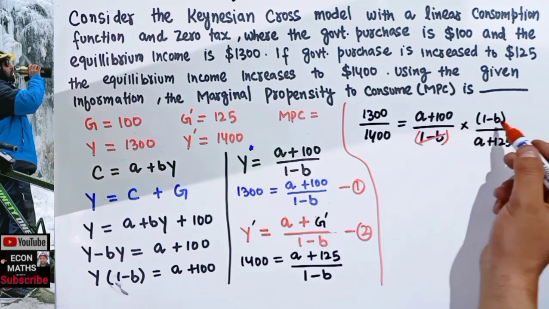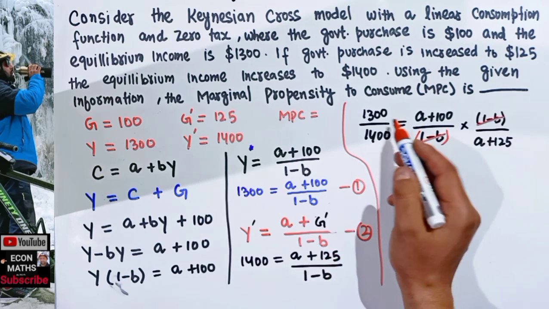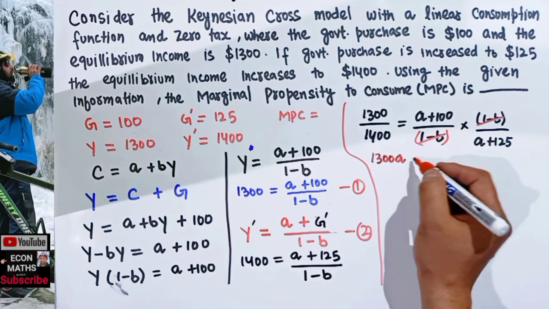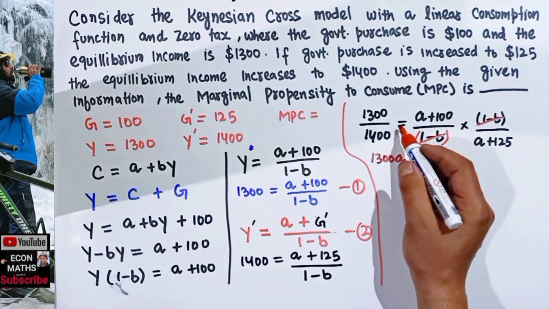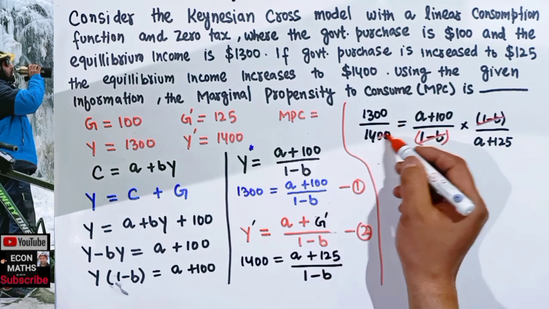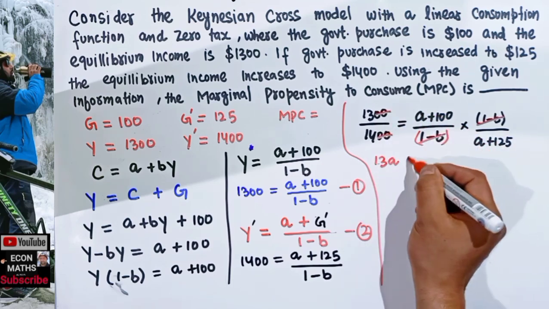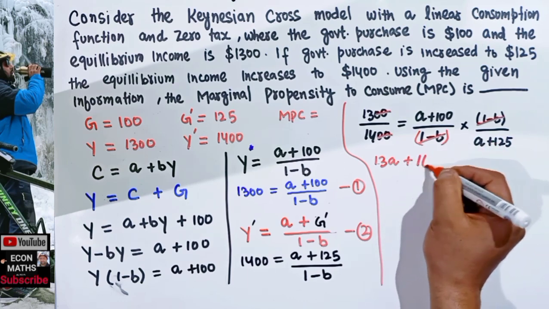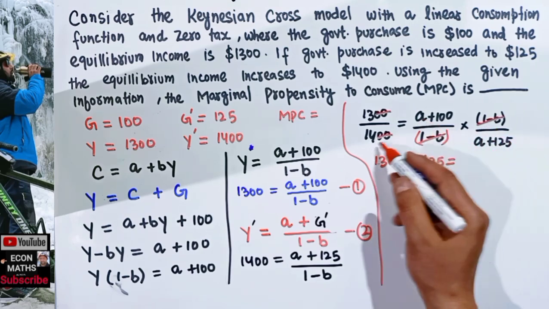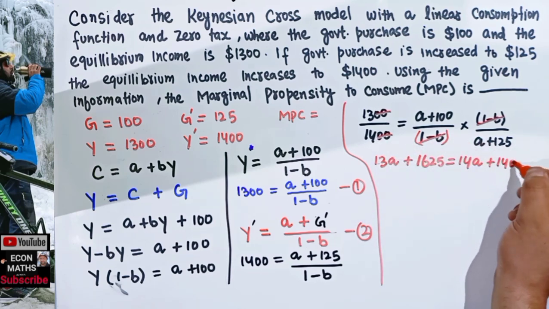So these two get cancelled. That gives us 1300 times A is 1300A plus, let us cancel these two also. So 13, we will get 13A plus 13 into 125, it will come out to be 1625, should be equal to multiplying this with this. So 14 into A plus, we will get 1400.